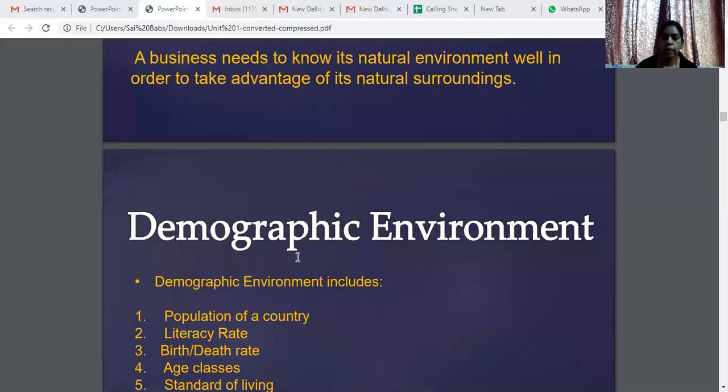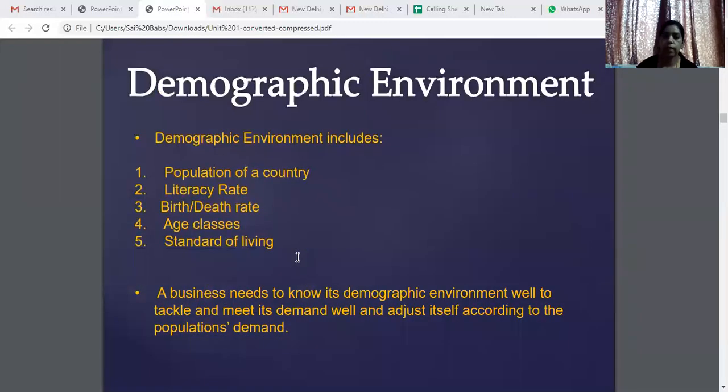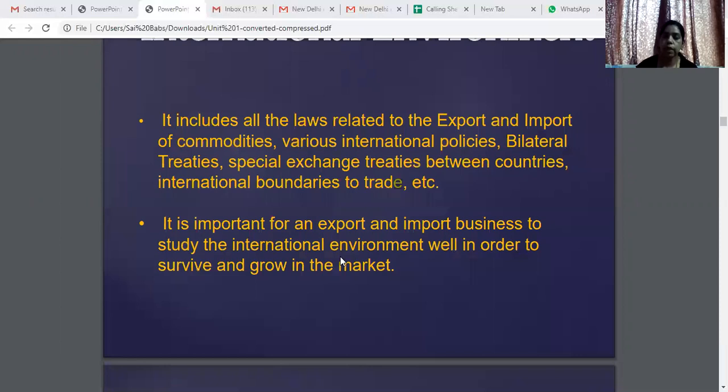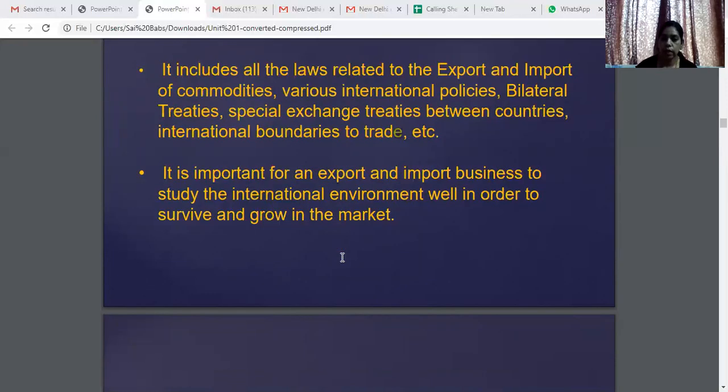And then we have the demographic environment. It includes the population of the country, the literacy rate, birth rate, death rate, age, and the standard of living. After understanding the demographic environment, we can produce the right thing for the country. Then international environment. International environment includes all the laws related to export and import of goods and services. It also includes some international organizations like IMF, World Bank, WTO. So what are the rules for international trade? We have to understand.